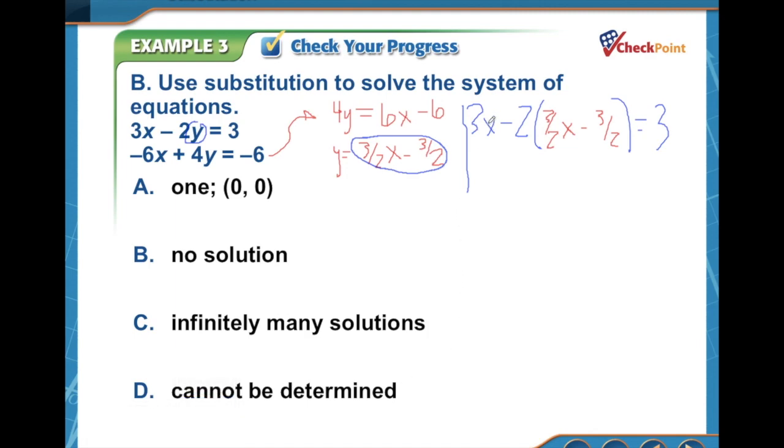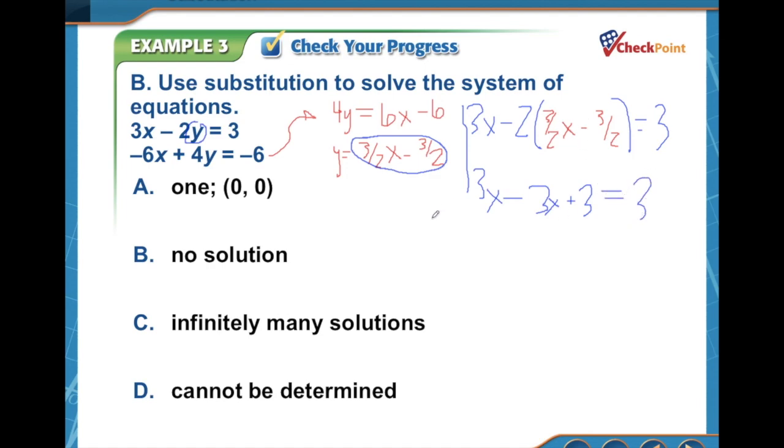Okay, so we have 3x, we can just bring that down, minus, now we have to distribute this 2 to everything. So we have 2 times 3 halves. So 2 over 2, those cancel out, and we're just left with 3. So this multiplication is actually just 3x. And here we have 2 times 3 halves. Again, the 2's cancel out, we're just left with 3. And this one is positive, because we did negative times a negative.